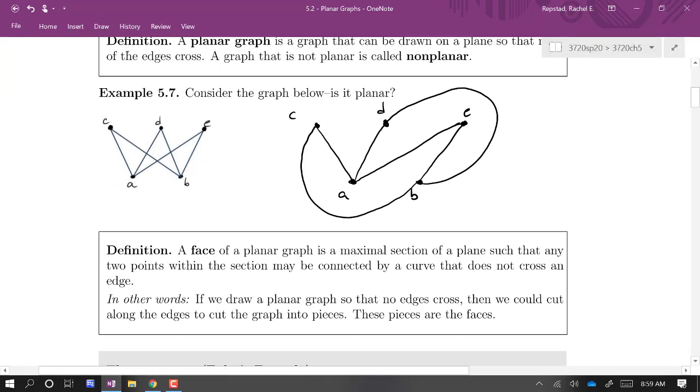And if we imagine we cut along these lines of the edges, we could cut it into these whole pieces. So this graph has 3 faces if we include the outer face. So here's a face, right? Here's a face, and then the outer face there.